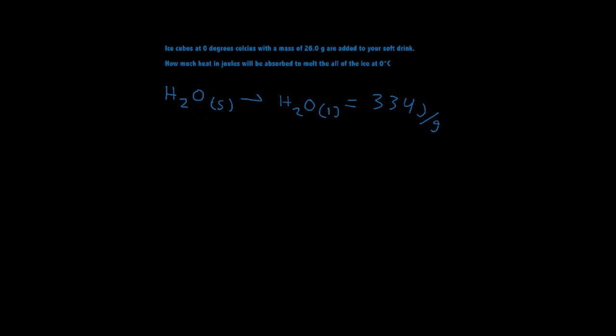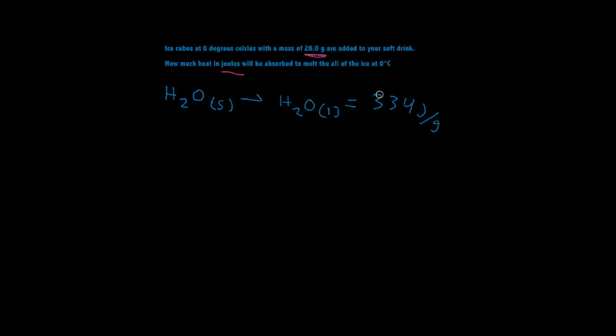Alright, this problem is one of the simpler, not necessarily easier, but simpler problems in changes in states of matter. It says ice cubes at 0 degrees Celsius with a mass of 26 grams are added to your soft drink. How much heat in joules will be absorbed to melt all of the ice at 0 degrees Celsius? So it's giving us the amount of water that we have here, 26 grams, and it's wanting to know how much heat in joules will be absorbed to melt all the ice.